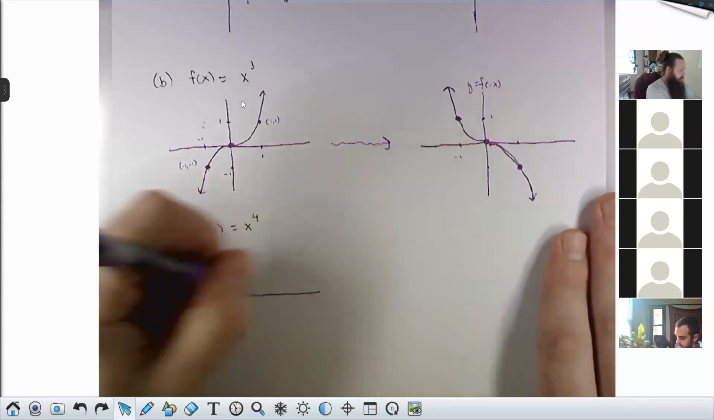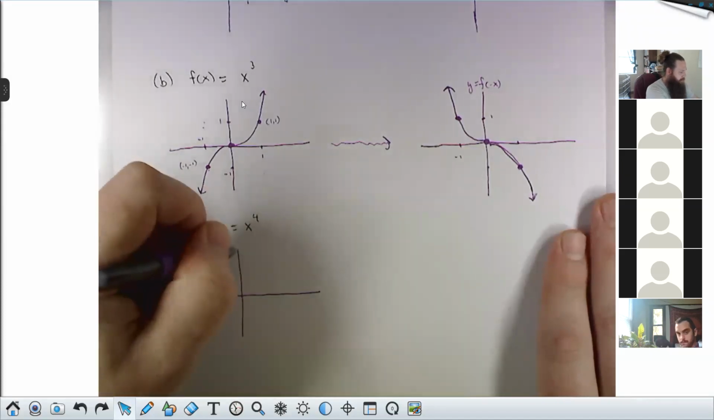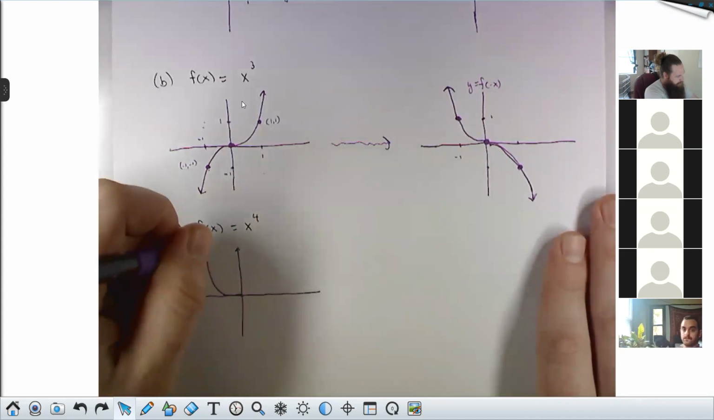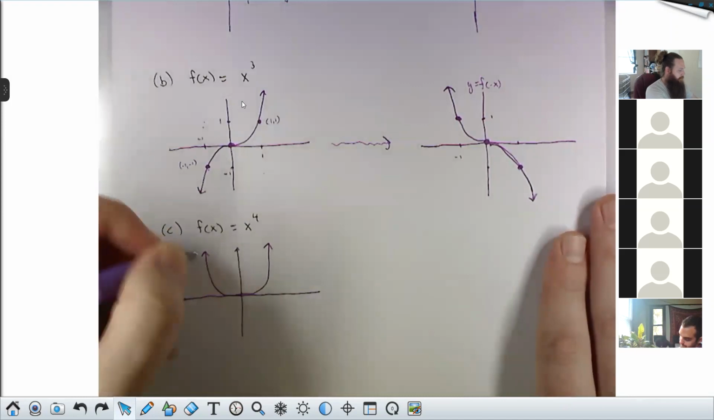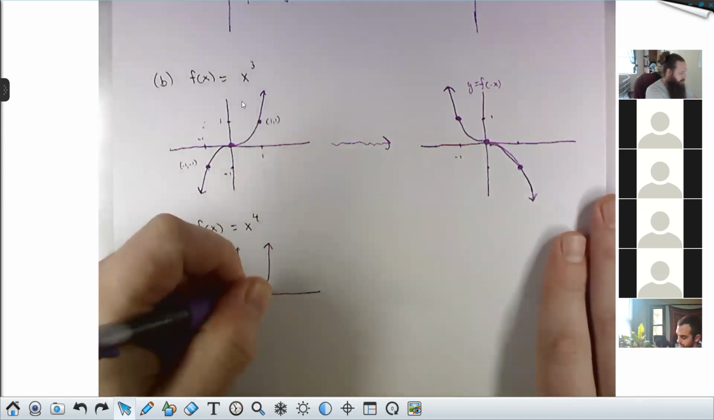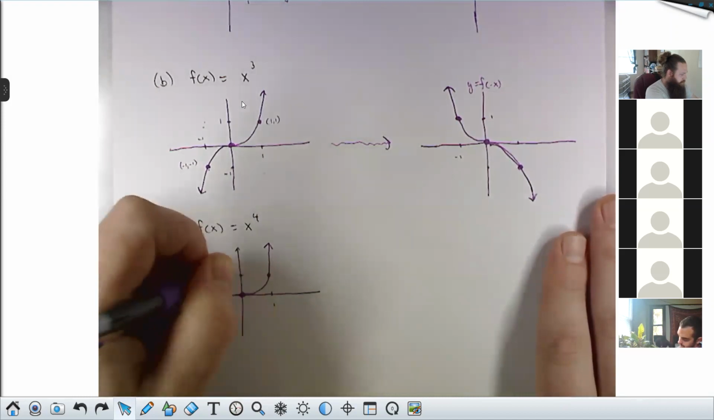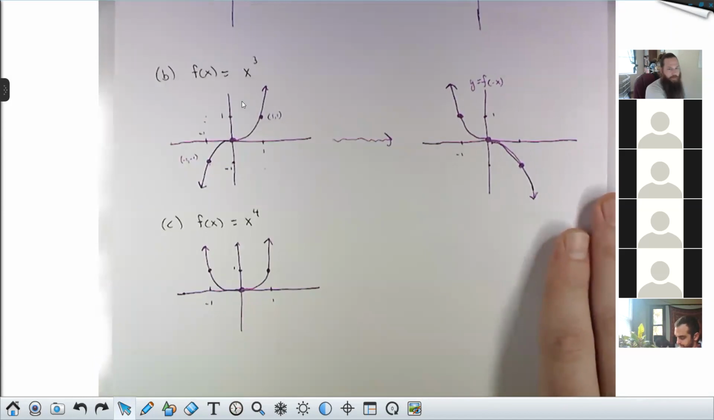So the graph of x to the 4, remember, looks a lot like the graph of x squared. It's just kind of flatter on the bottom. Something like this. 0, 0 is here. It's true that 1, 1 is here, and that -1, 1 is here. Those are some points that are on that graph.